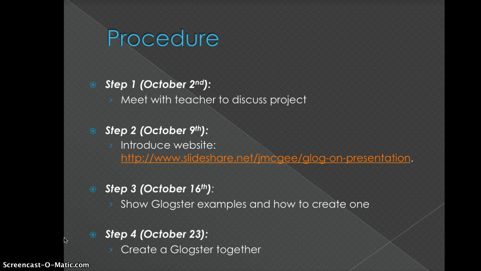The last part of my methodology was the procedure that we followed during the project. Our schedule is seen below. Step 1, I met with the teacher to discuss the project. Step 2, I introduced a website that showed what Glogster was. Step 3, I showed Glogster examples and how to create one. Step 4, we created a Glogster together.